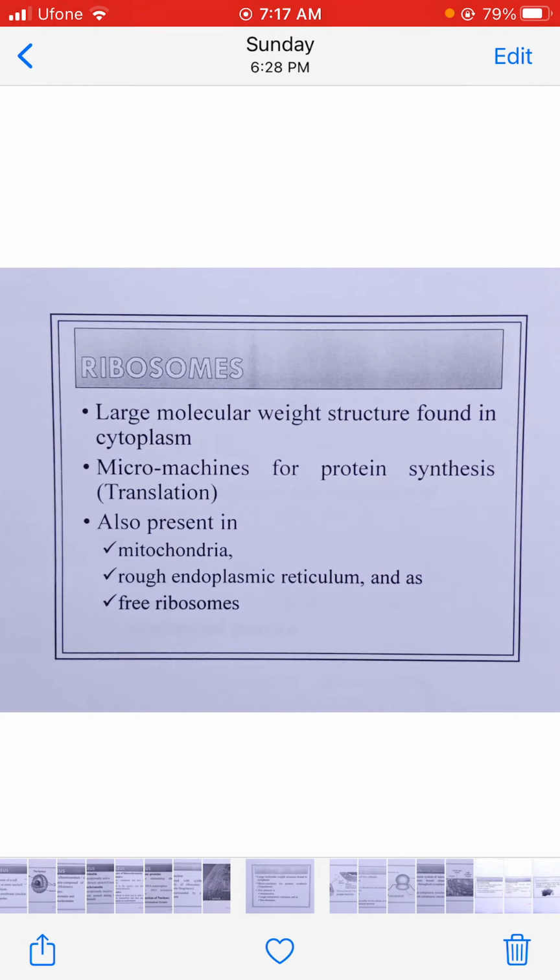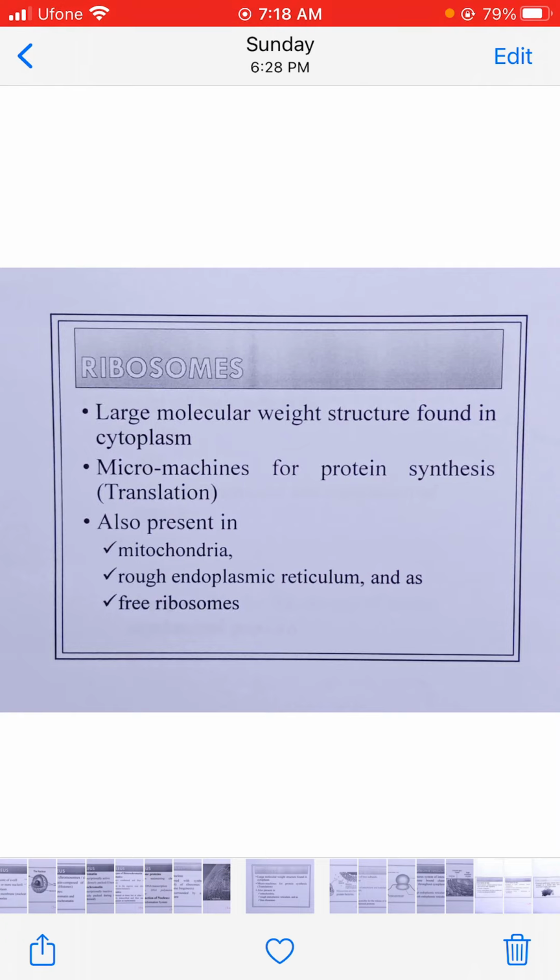First of all, the cytoplasm is composed of cytosol and the organelle part. The cytosol is the aqueous part of the cytoplasm, while other organelles like ribosomes, different types of ribosomes, Golgi apparatus, and lysosomes are present in the cytoplasm. Starting with the ribosomes: these are large molecular weight structures found in the cytoplasm. Ribosomes are not very small organelles, but they are large molecular weight structures.